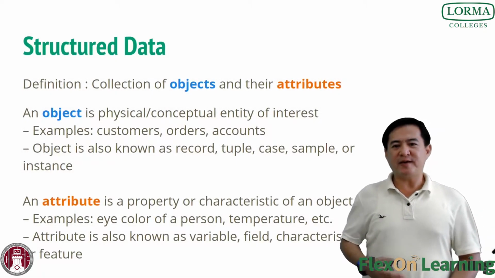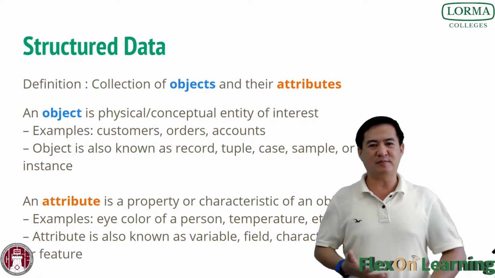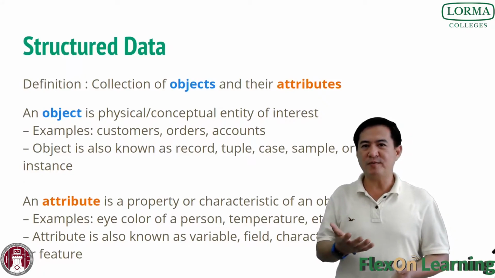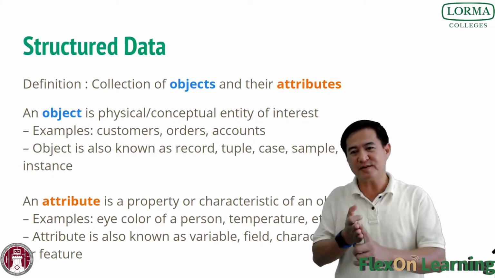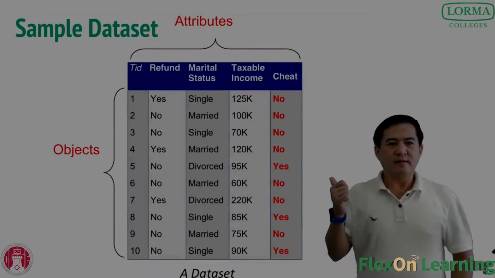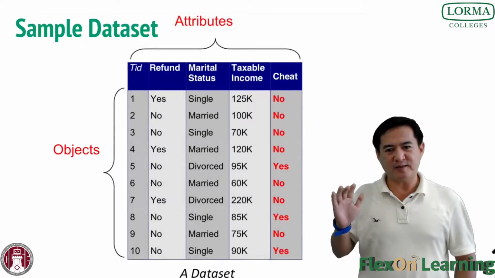Structured data, by definition, is a collection of objects that has some attributes. Let's say, for example, a customer. So a customer may have an attribute like a customer number, last name, first name, contacts, address, and so on. This is a simple data set. So you have attributes and objects.